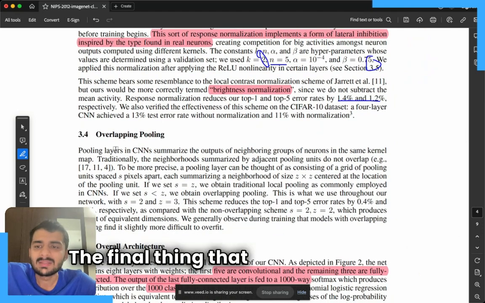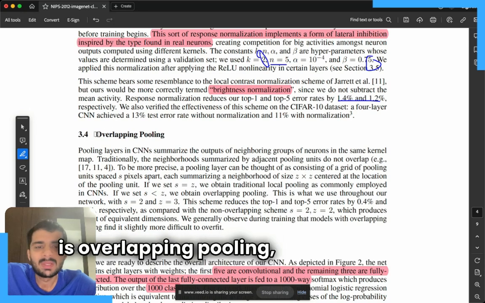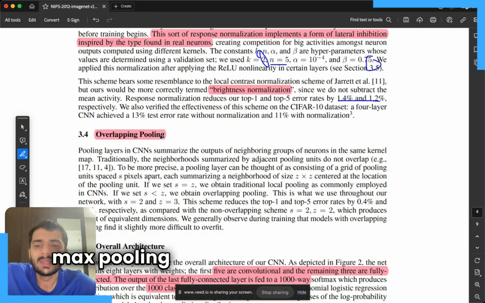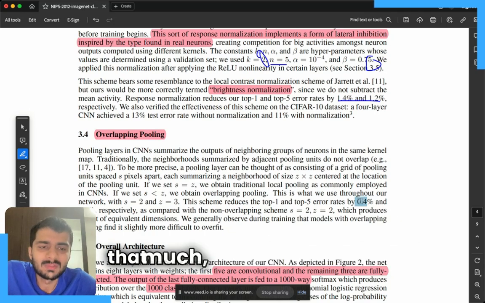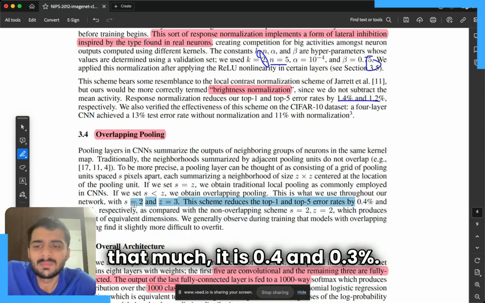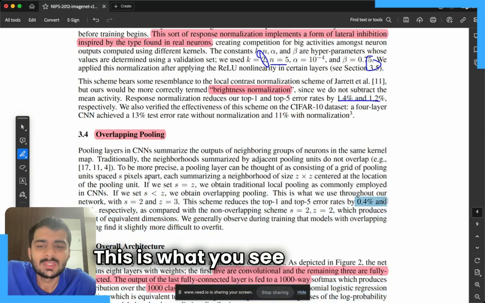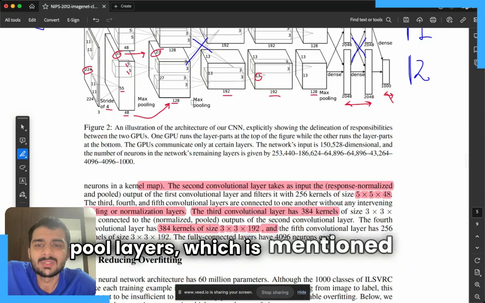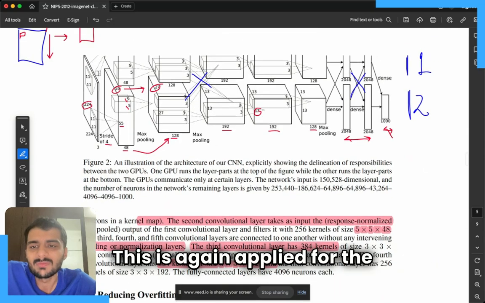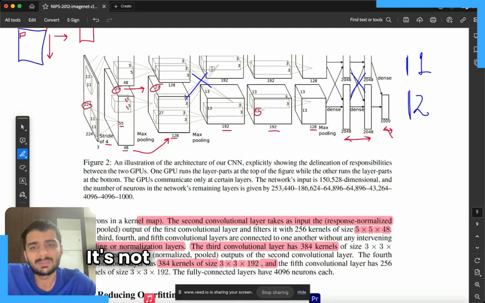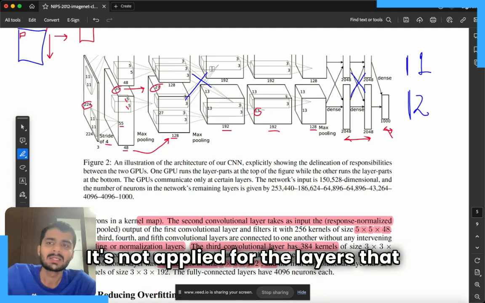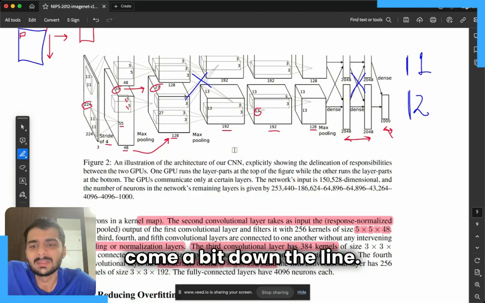The final thing they do here is overlapping pooling, which is similar to the max pooling layer that we currently use. Although the reduction here is not that much, it is 0.4 and 0.3%. This is what you see from the max pool layers mentioned here. This is again applied for the first and the second layer itself. It's not applied for the layers that come a bit further down the line.